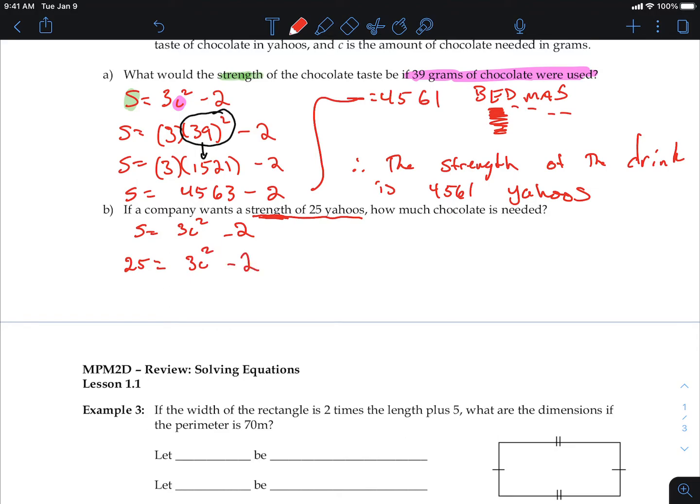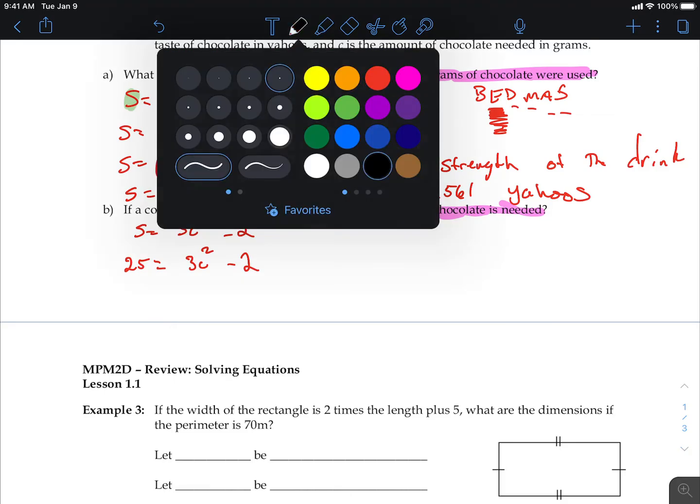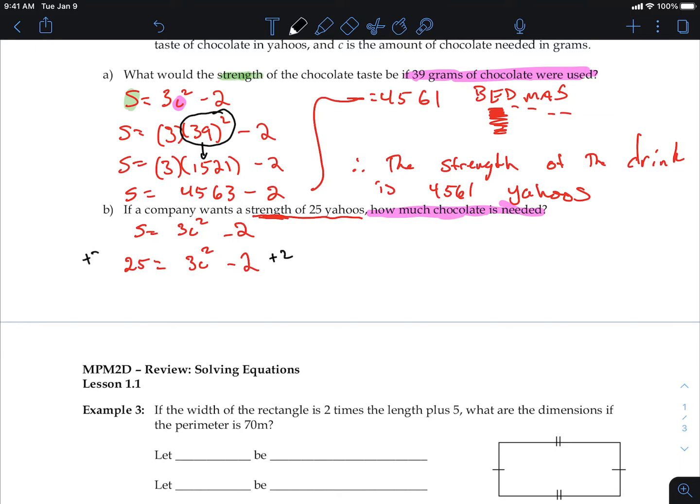So this time I'm after how much chocolate is needed, right? The easy thing here is to move the 2 over. Always start with the easiest thing. So you're basically going to add 2 to both sides. You're going to get 25 plus 2 on the left side, which is 27, equal to 3c squared.